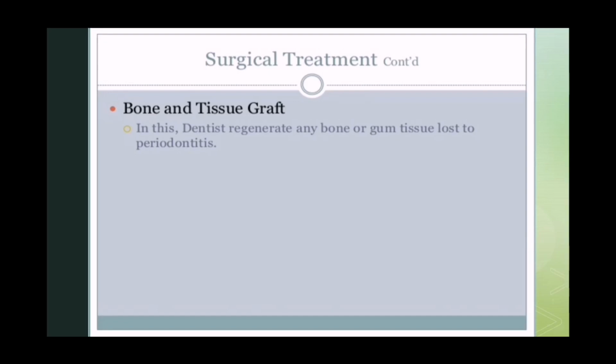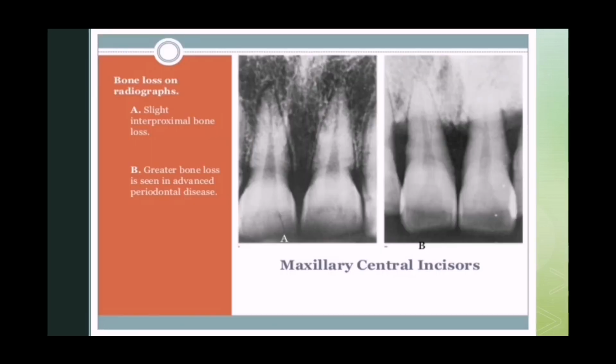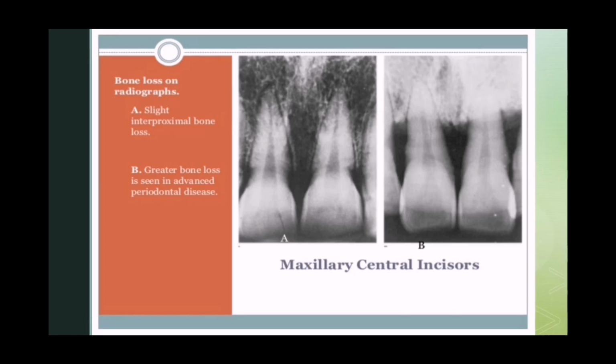Surgical treatment, bone and tissue graft. In this, dentists regenerate any bone or gum tissue lost to periodontitis. There is a bone loss radiograph. In picture A, there is slight interproximal bone loss, and in B, greater bone loss is seen in advanced periodontal disease.